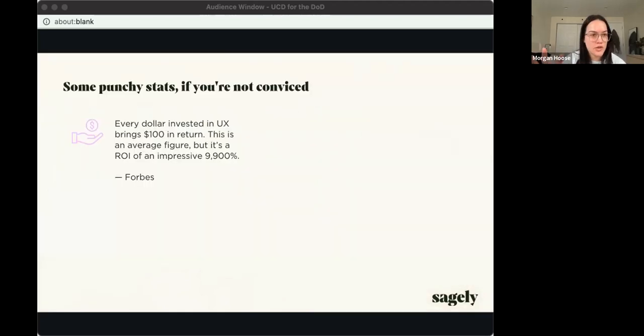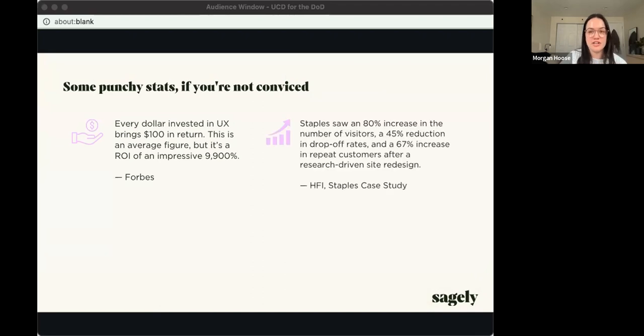So if I haven't convinced you yet of the UCD importance, I wanted to highlight some statistics that really stood out to me. One being every dollar invested in UX brings $100 in return. So this is an ROI of 9,900%, which is staggering.